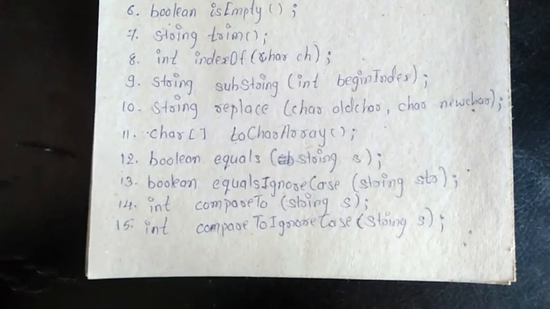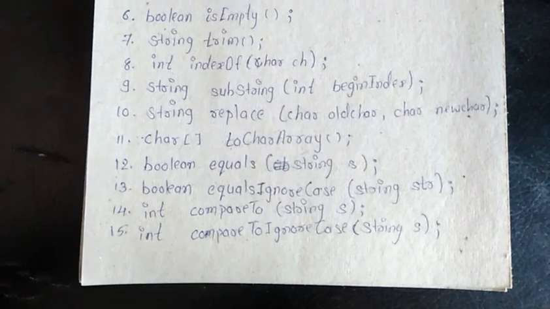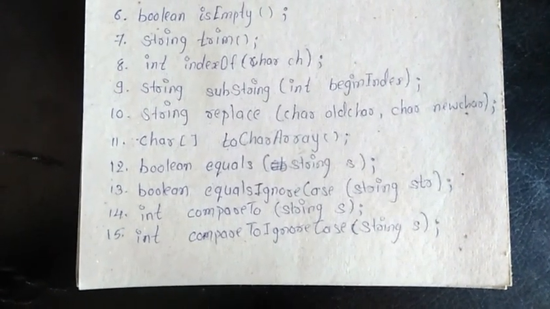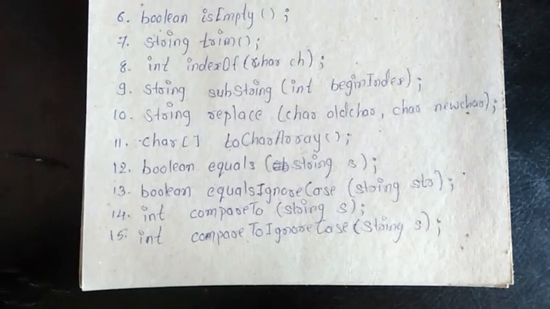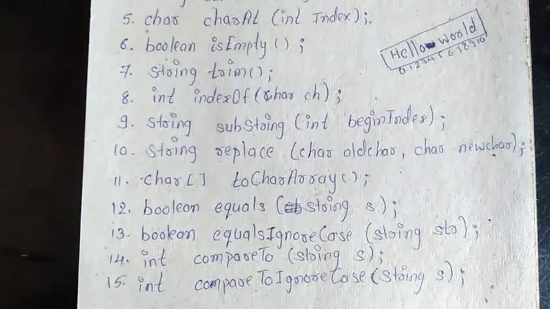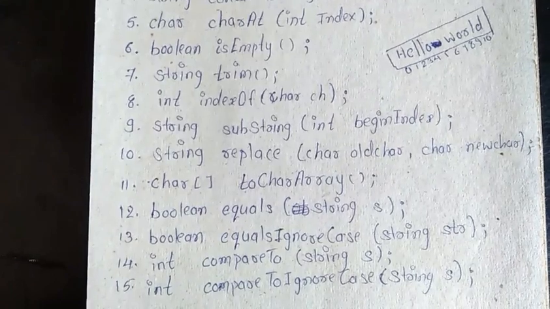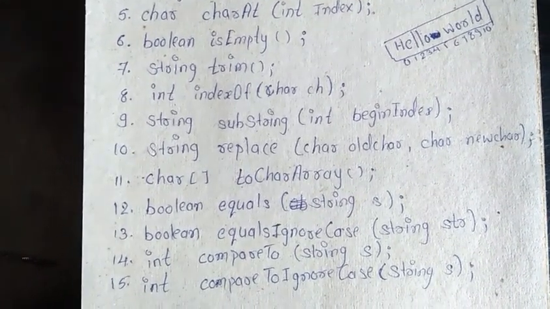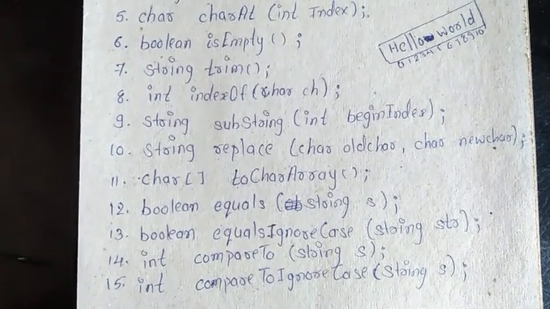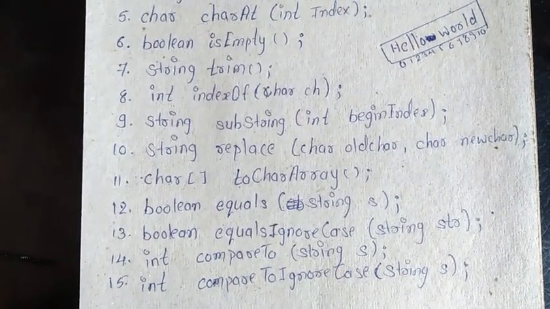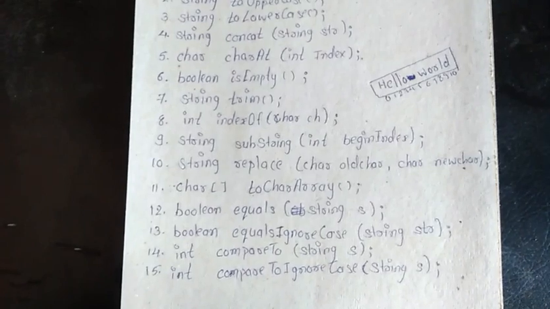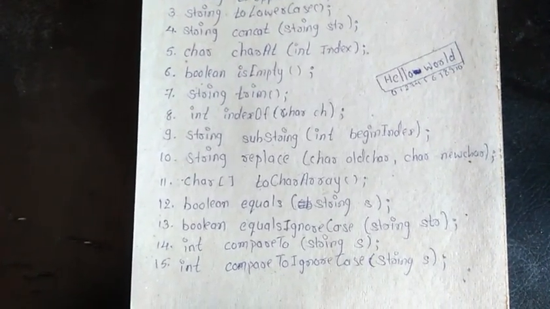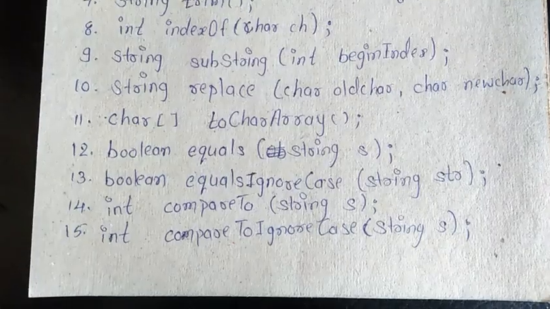Next method is substring. This method returns a substring of the string beginning with the given index number. For example, if the string is hello world and if we give 6 as a parameter, then the method returns world, which is a substring of hello world and its starting index is 6.